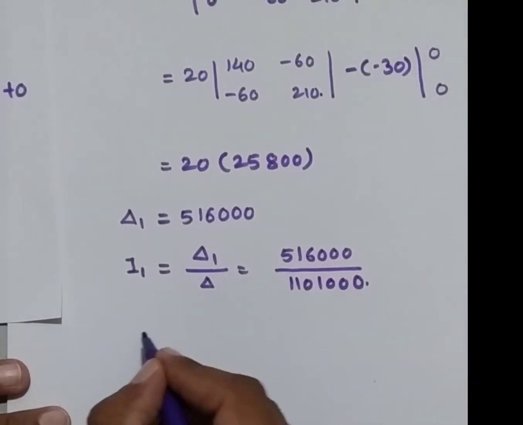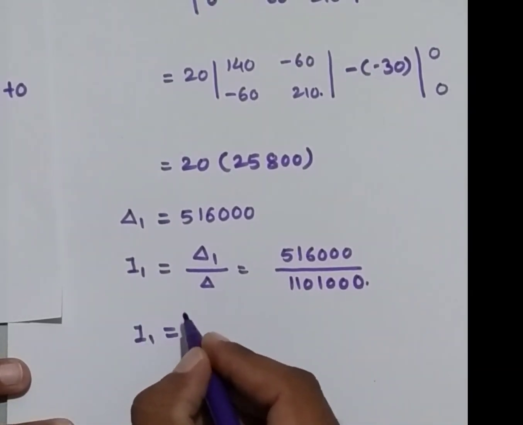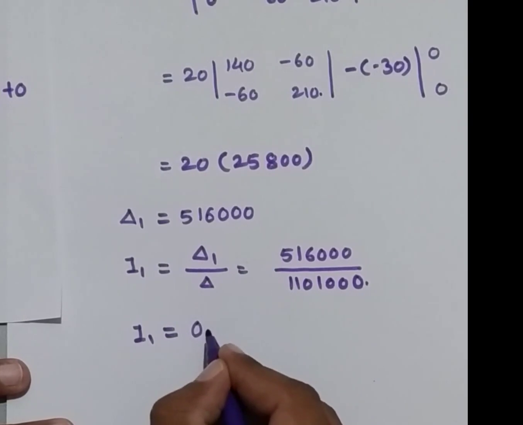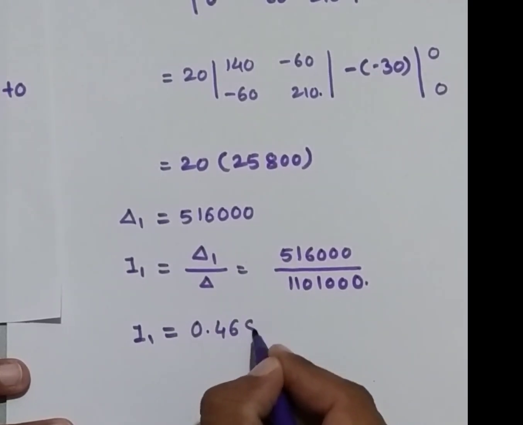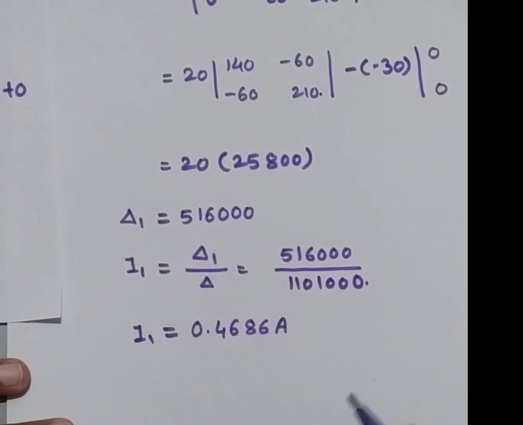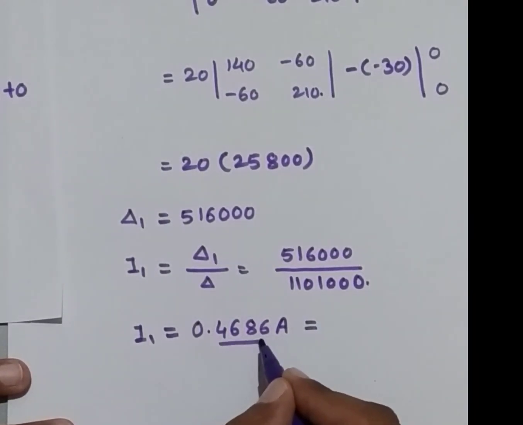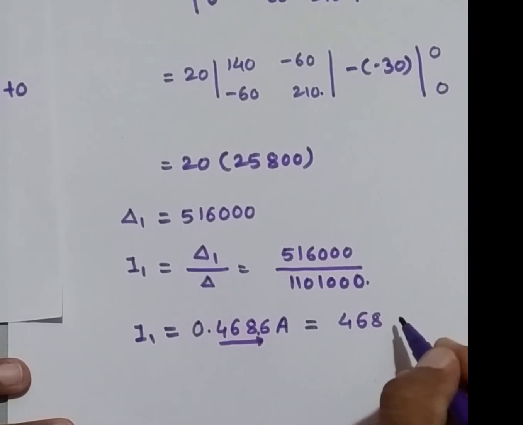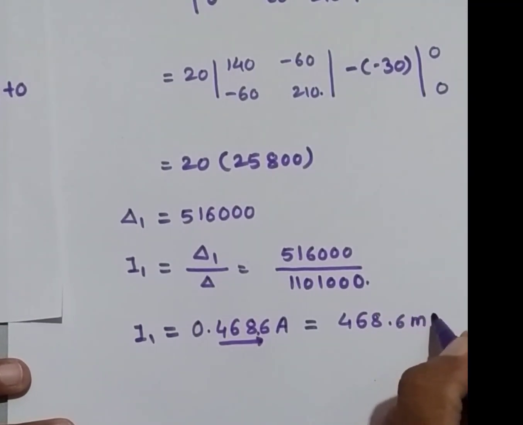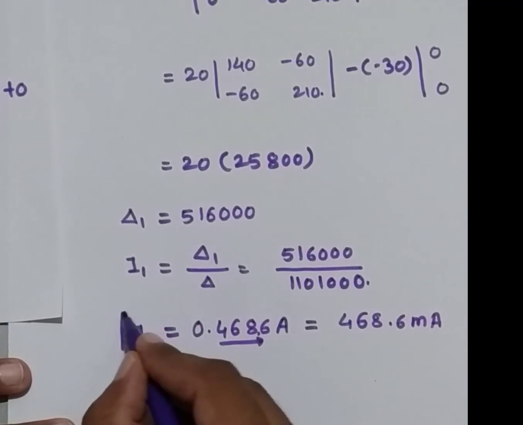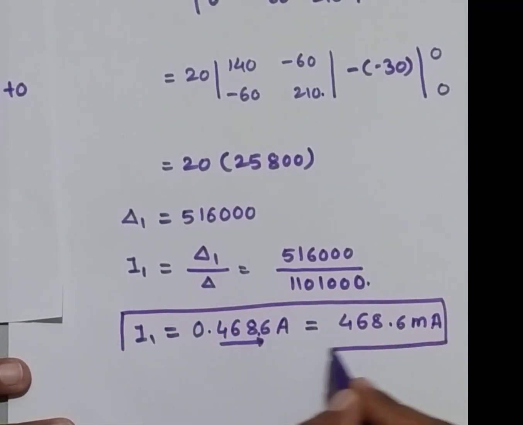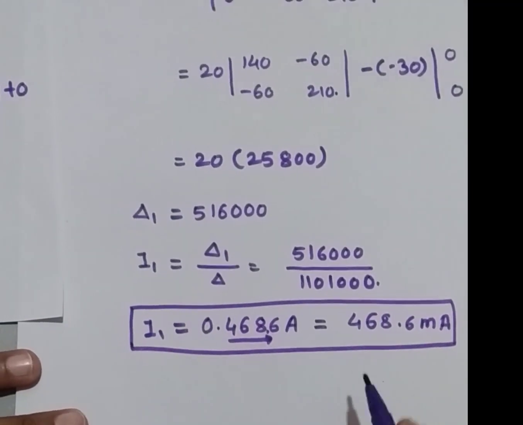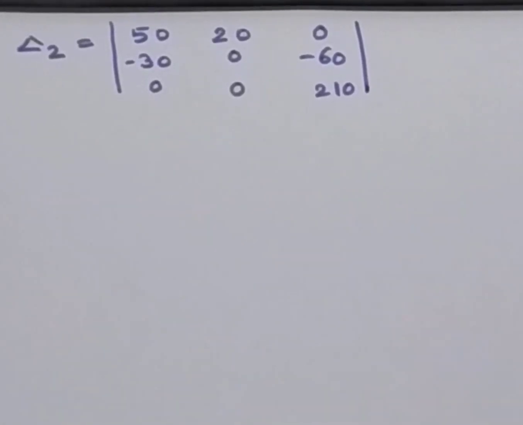Whenever you calculate this value, it is going to result as 0.4686 ampere. You can also convert it in terms of milliampere. So you are going to shift the three digits. So the value in terms of milliampere can be written as 468.6 milliamperes. Is that fine? So this is nothing but Cramer's rule. Similarly, let us derive delta 2.